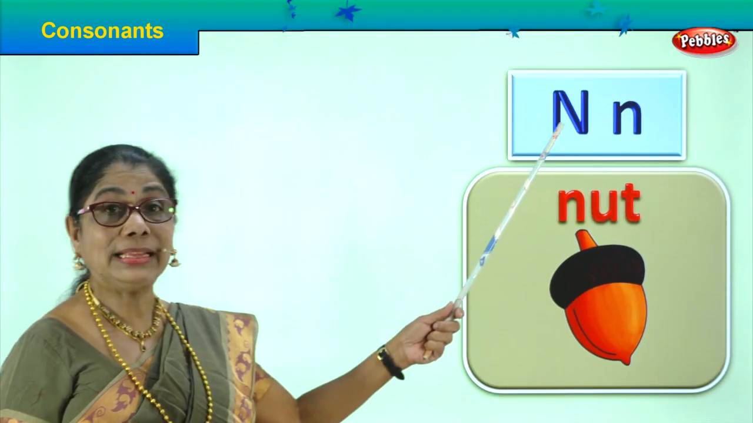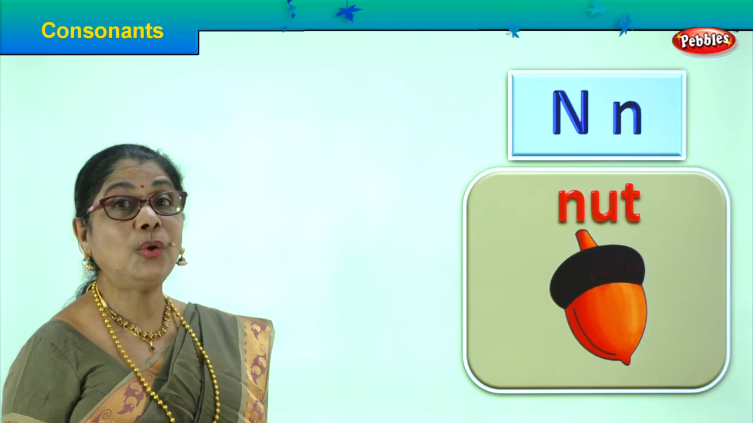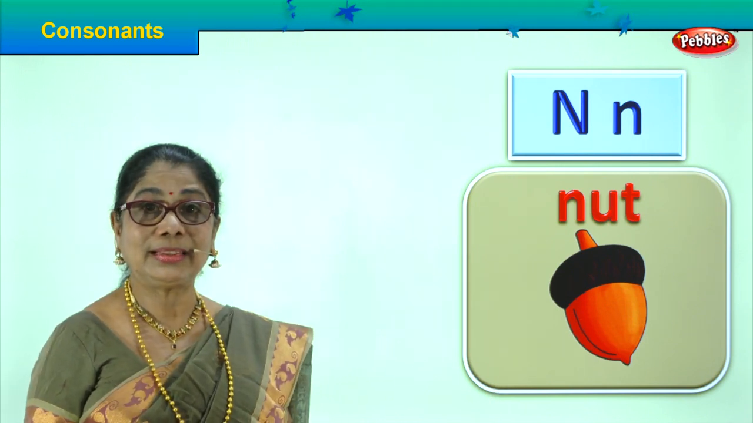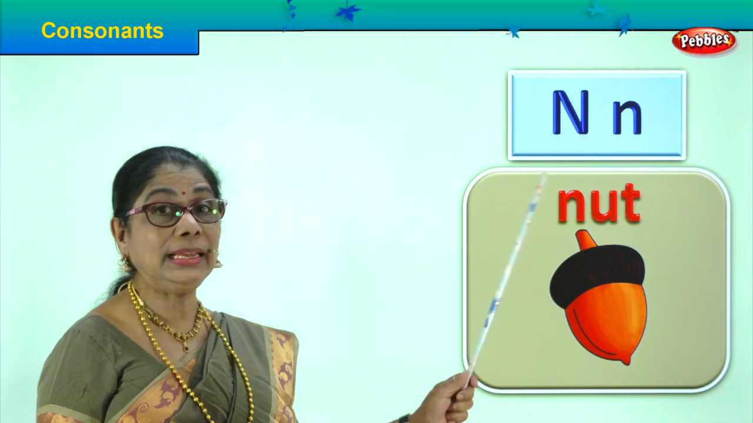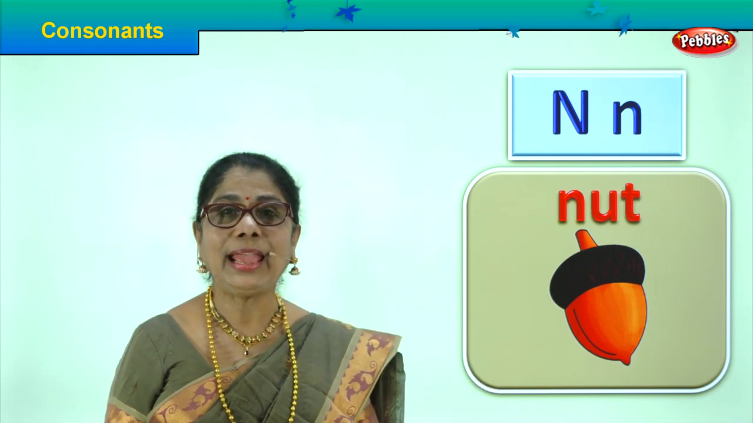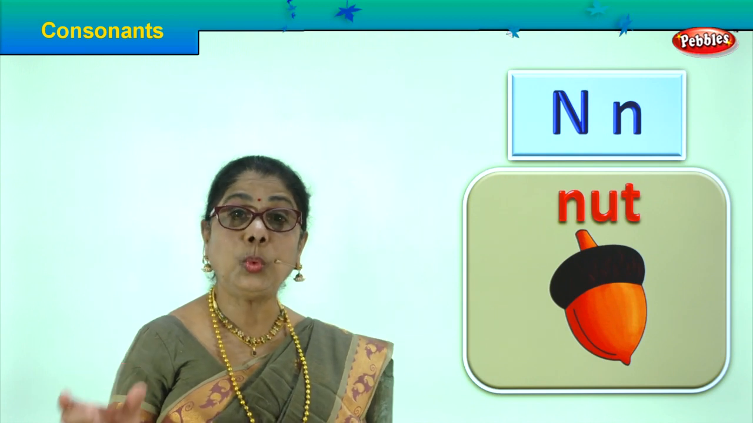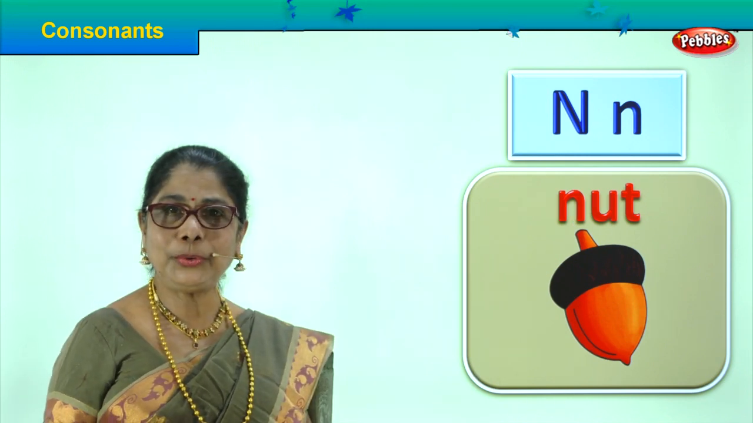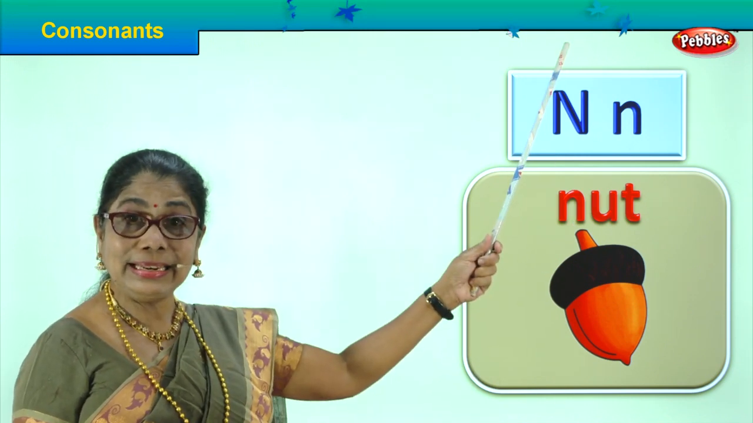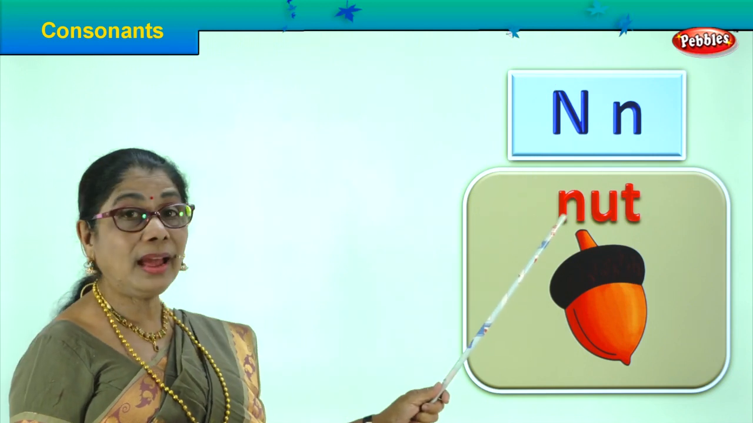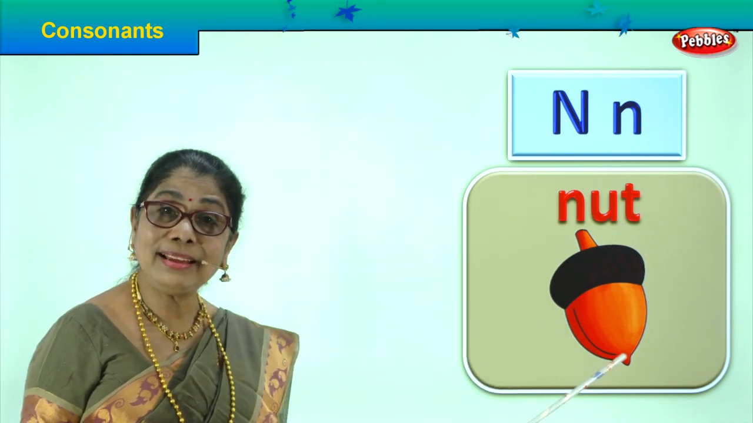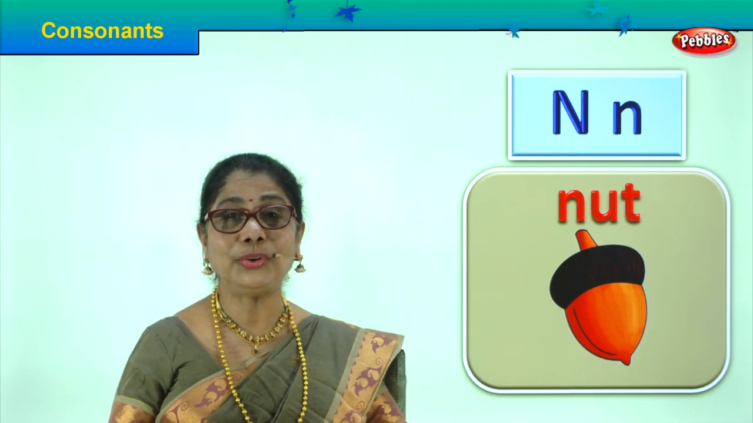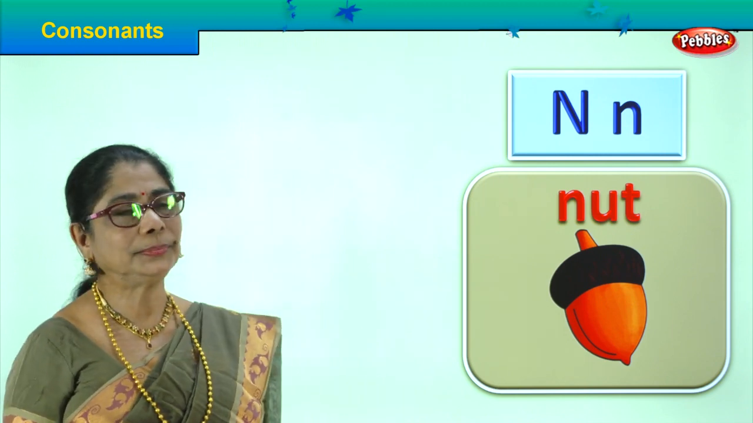Let's get on with the new picture. See what you have. Letter N, sound N. What is this? Nut. N-U-T, nut. Spell nut. N-U-T, nut. The word nut begins with the consonant N. Beautiful, isn't it? N. Spell nut. N-U-T, nut. Very good.